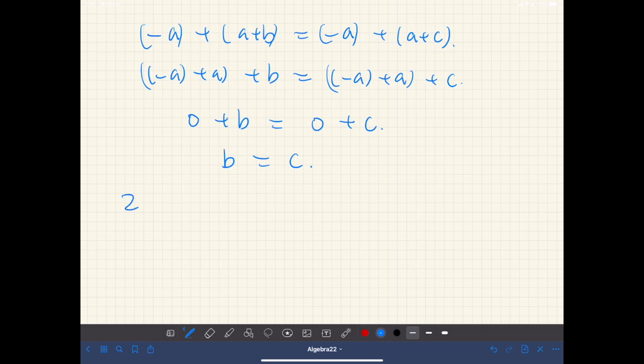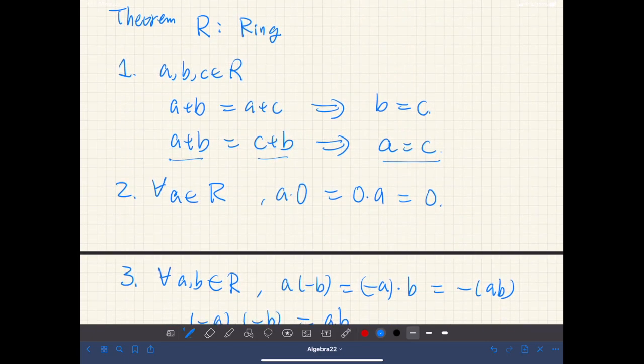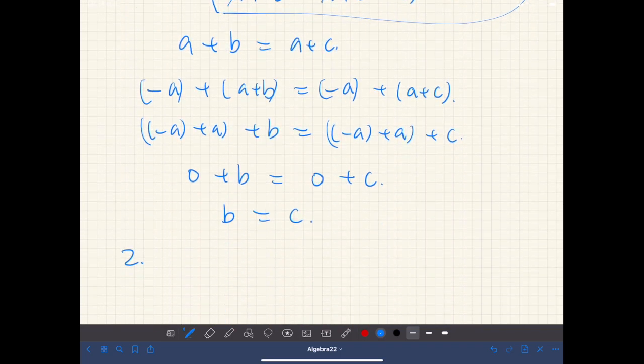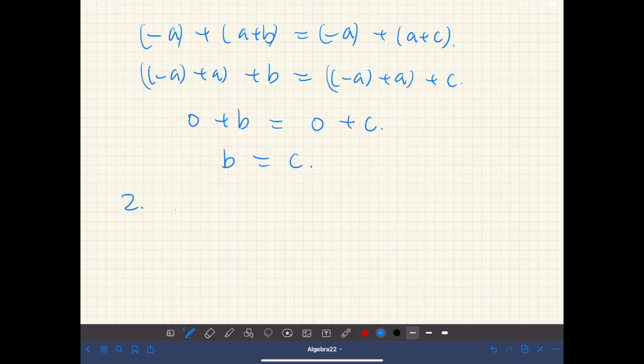And next, second: multiplying by 0 either from the right or the left gives 0. First of all, A times 0 plus A times 0 is equal to, using the distributive law, we can factor A out, so A times (0 plus 0). But by the property of 0, adding 0 doesn't change 0. So that is A times 0.